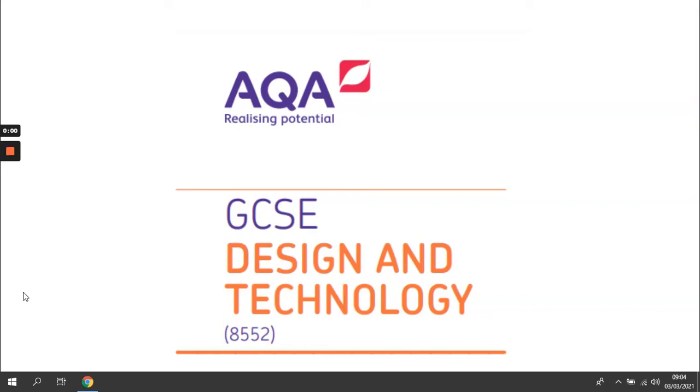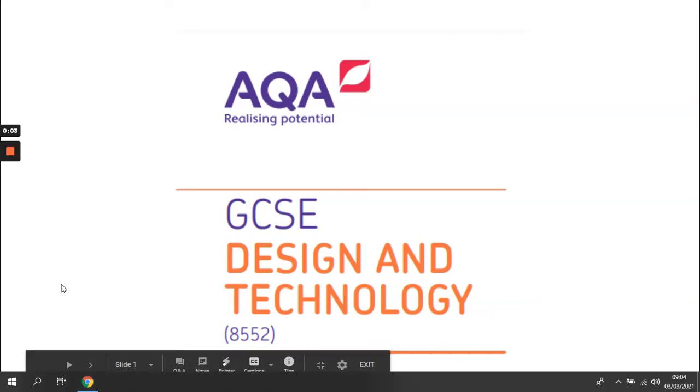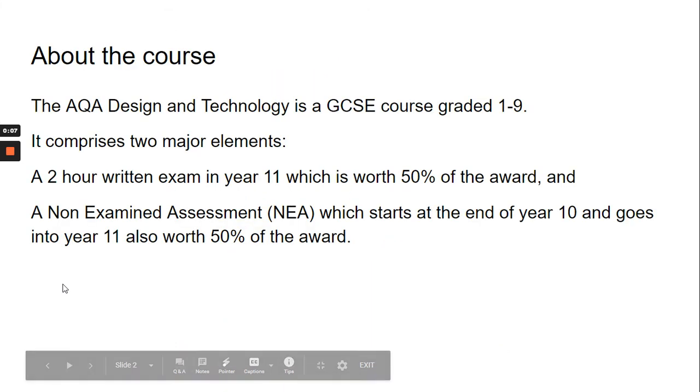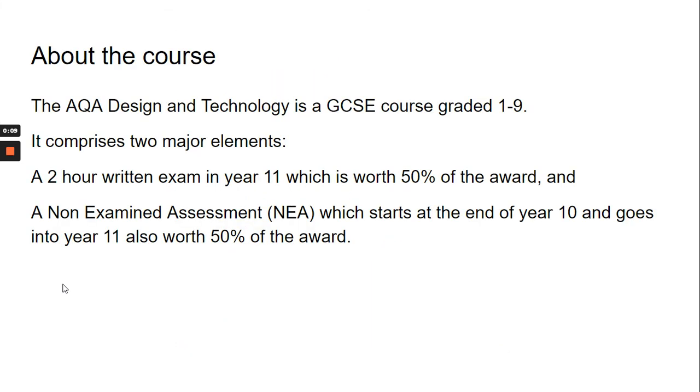In this presentation we're going to take a closer look at the Design Technology GCSE from AQA. It has two major elements. It has a 2-hour written exam which you take at the end of year 11, which is worth 50% of the overall award, and then a non-examined assessment which starts at the end of year 10 and goes through into year 11, which is worth the other 50% of the award.